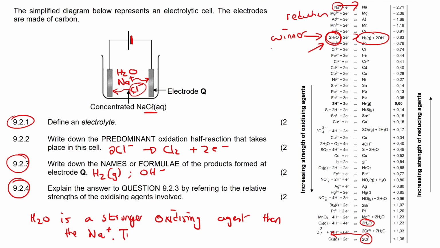And then we can just say, therefore, H2O will be reduced. So yes, it's a strong oxidizing agent, but that doesn't mean it's oxidized. That just means that it oxidizes other substances. So H2O is a stronger oxidizing agent than the Na+. Therefore, the H2O will rather be reduced and go like that.